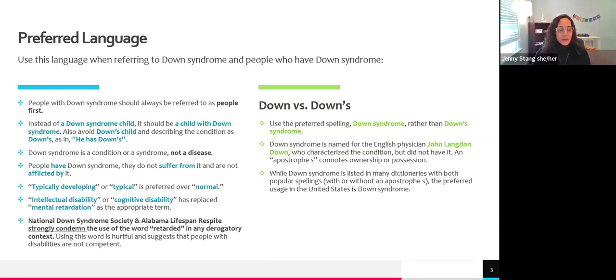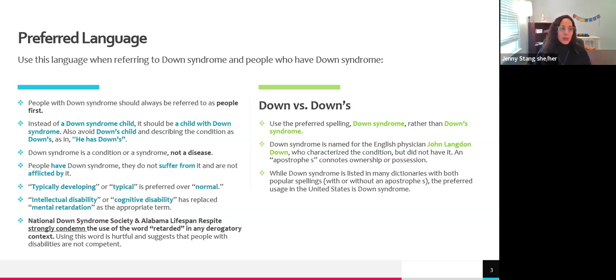So here we go. First and foremost, preferred language. Words matter, right? And how we speak sets the tone for how we interact with families and individuals with Down syndrome. And so taking extra time and care to describe people with Down syndrome properly and addressing them properly is something that families and people with Down syndrome really appreciate, as it shows respect for the individual.